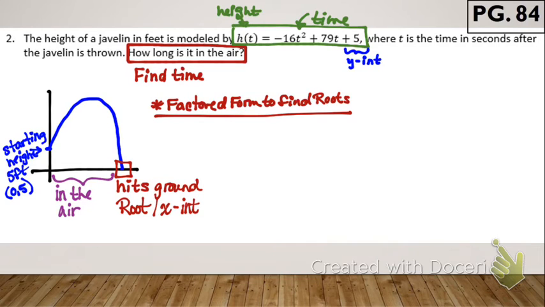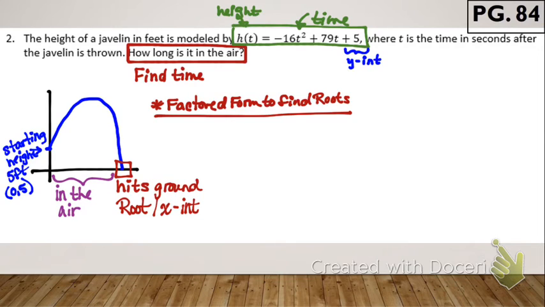Looking at this picture, I know something about my roots already. Since it started in the air, if I were to sketch in the rest of this parabola, it would be back here, right? So it'll be negative. We're going to find one answer that doesn't make sense in our context because it'll be a negative time, and then we're going to find a positive time.